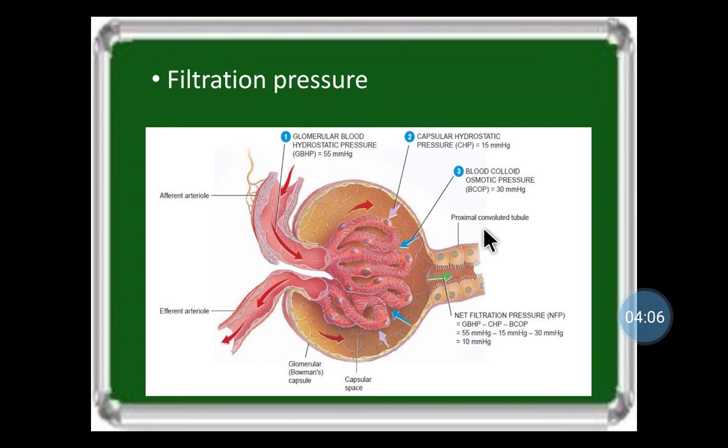Third is the blood colloid osmotic pressure. Here the term osmotic relates to solute particles; this pressure is due to the presence of proteins like albumin, globulin, and fibrinogen in the blood plasma, which oppose the filtration. So the net filtration pressure is only 10 mmHg.